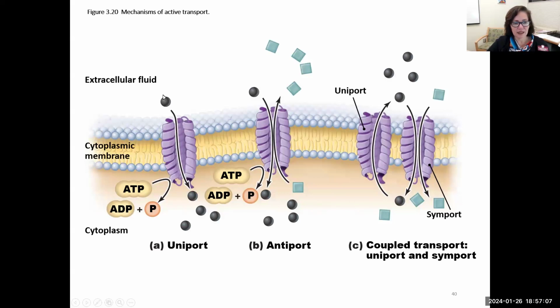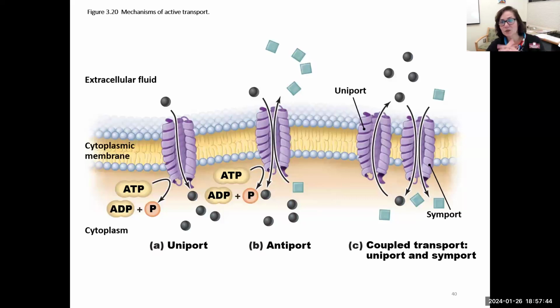I'm trying to get a molecule, this black molecule, whatever it is, from the outside of the cell to the inside of the cell. But I already have a bunch on the inside of the cell. Well, it doesn't matter, I want more. So I'm going to pull it in, and that's going to cost me because this is going against the concentration gradient. So I better pay for it with ATP that causes this protein to change shape and allows this molecule to come into the cell against its concentration gradient. That's uniport.